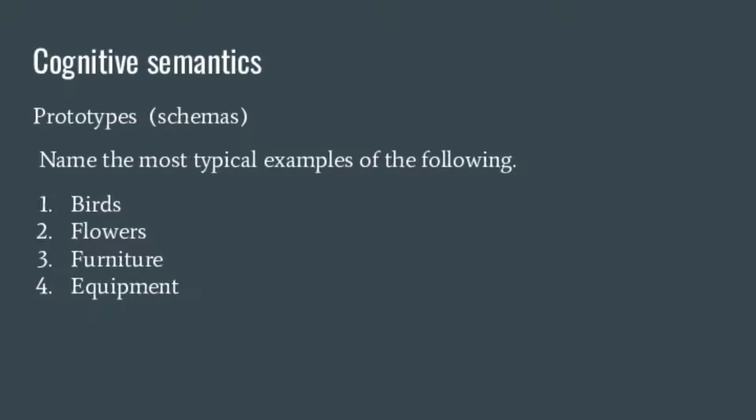So it's kind of like a super schema, a superset schema that consists of more concrete schemas like tables and chairs and bookshelves. And same for equipment. What is equipment? Well, computers and machines and stuff like that, laboratory equipment or such. Less typical members will take you longer to identify.